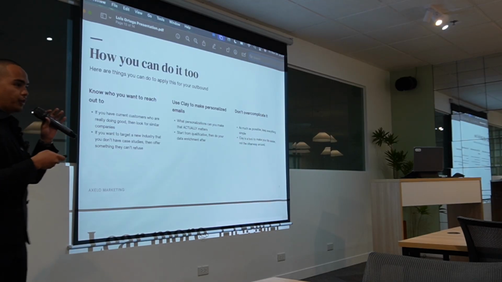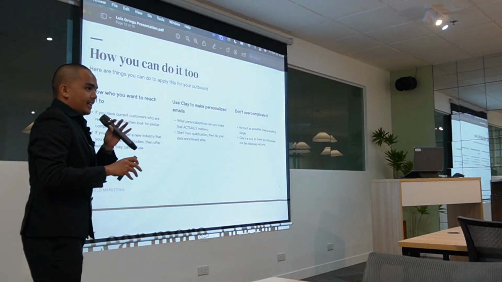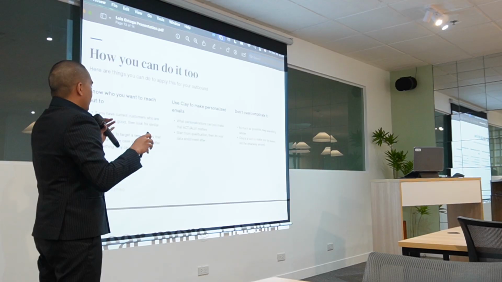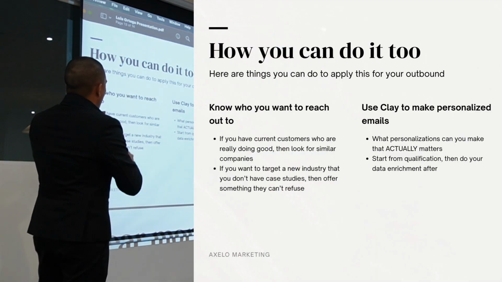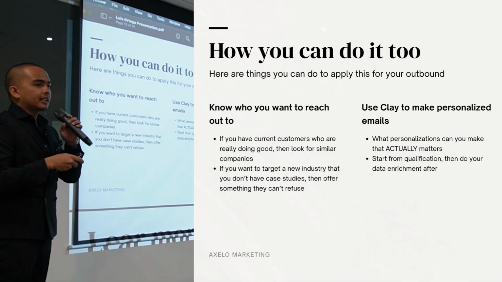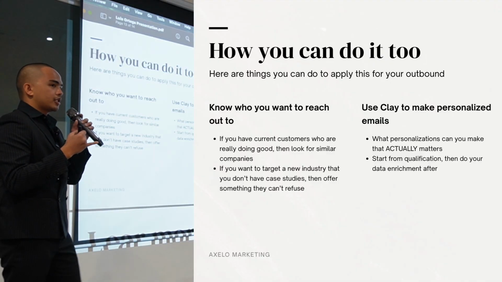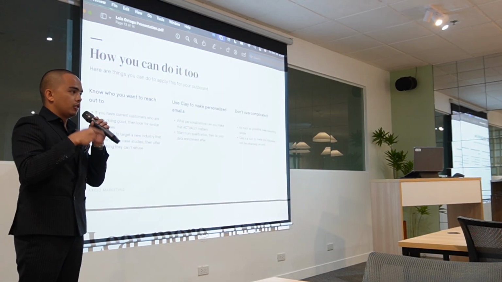So here's how you can do it too. If I were to give you 3 things that you can apply on your own, first, know who you want to reach out to. This is a very practical example. If you have an existing customer that's really doing good, just find similar companies to those.